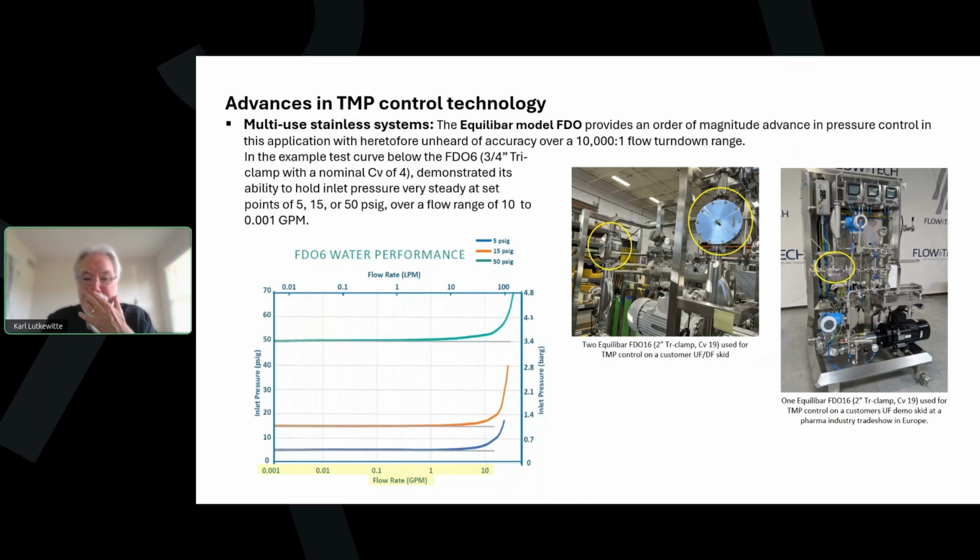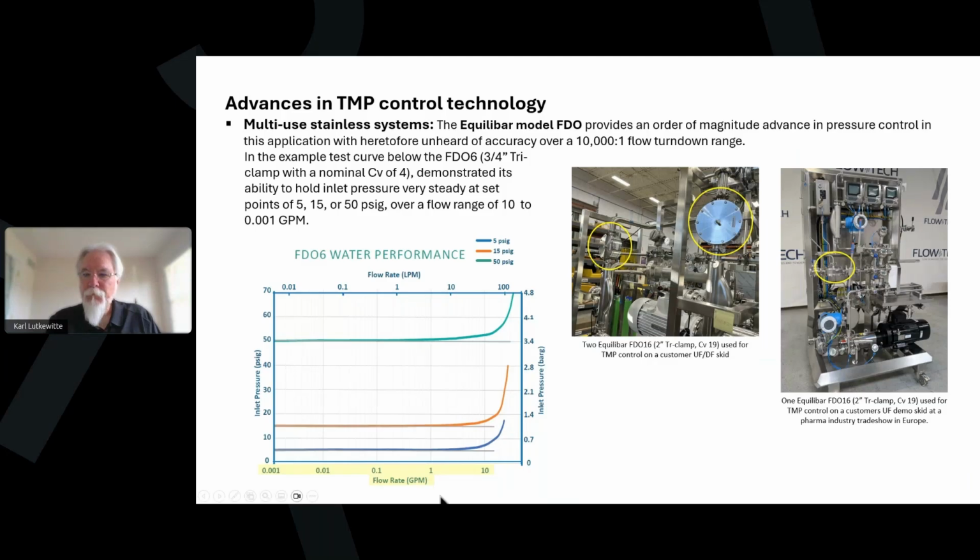To see that, take a look at the test chart on the left side of this slide. You'll see there that we are controlling inlet pressure and recording inlet pressure at various flows from 0.001 gallons a minute up to 10 gallons a minute. And you can see the stability across that flow range is insane. It is 10,000 to 1 turndown, which is fantastic for this application, again, because the process conditions in TFF change as fluids are concentrated and the flow rate changes as well.